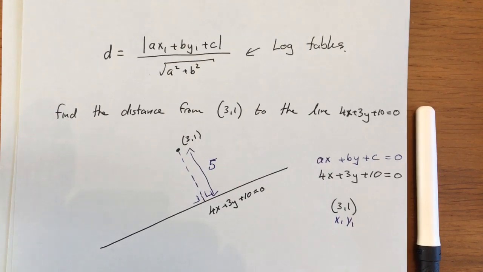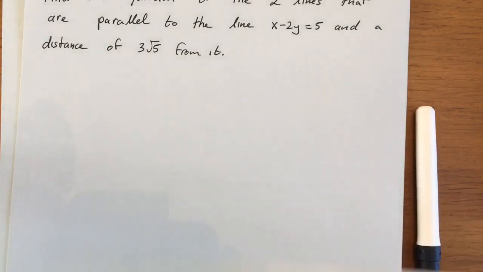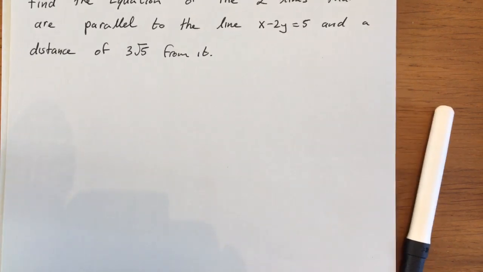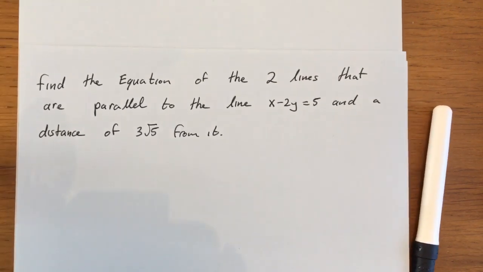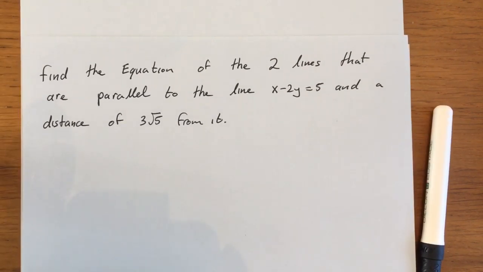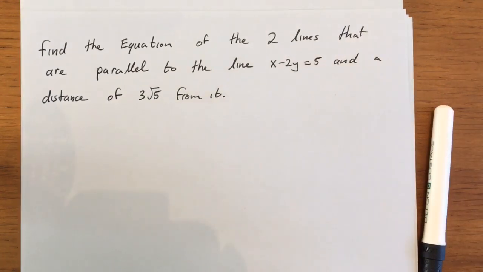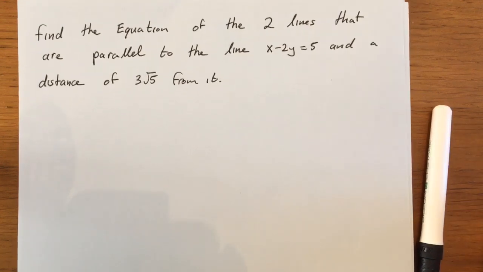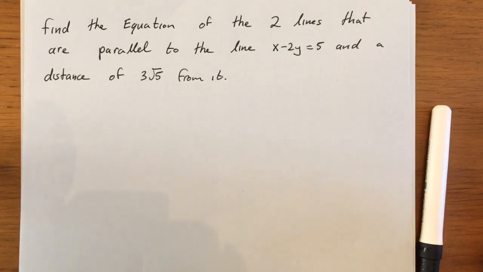Okay, the next question that I'm going to get you to try, and I will put up the solution to this on Google Classroom, is this one here. I want you to find the equation of the two lines that are parallel to the line x minus 2y is equal to 5, and a distance of 3 root 5 from it. This is a typical higher level maths question that you would get. What I might do just to help you a little bit is to draw a diagram.